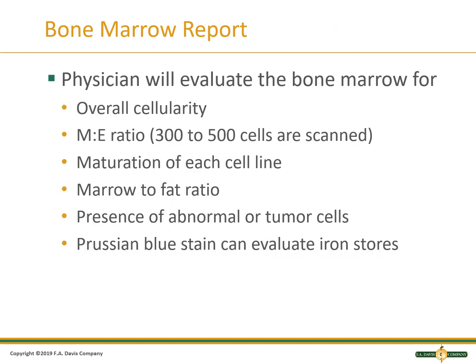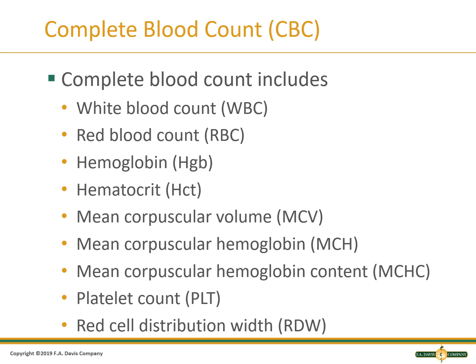Once those slides are prepared, the physician or the pathologist will evaluate the bone marrow for several different things. The overall cellularity of the smear, the ME ratio, they're going to look at 300 to 500 cells, the maturation of each cell line, the marrow to fat ratio, the presence of abnormal or tumor cells, and they may also use the Prussian blue stain where they can evaluate any type of iron stores that are occurring within the bone marrow.